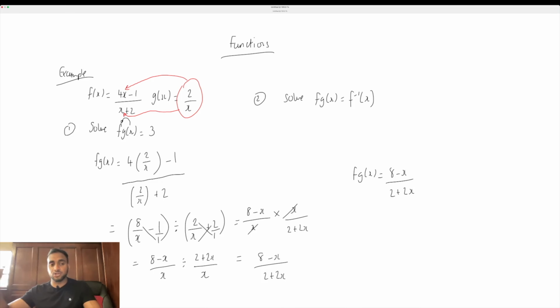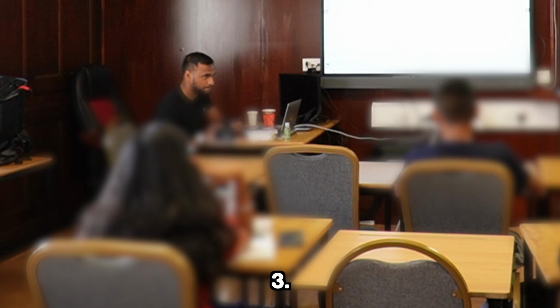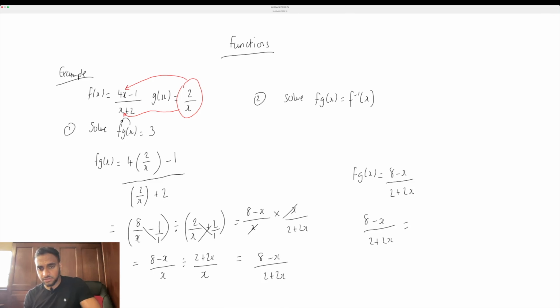But the question is saying solve fg of x equals 3. So what do I need to do with this? Equate it to what? 3, isn't it? And then just simple algebra, just expand. 8 minus x equals 3 times 2, 6, plus 6x, and then you can find x. So what is that? Minus 7x equals minus 2. So that means x equals 2 over 7. And that's it. Obviously, again, we'll do a lot of questions.